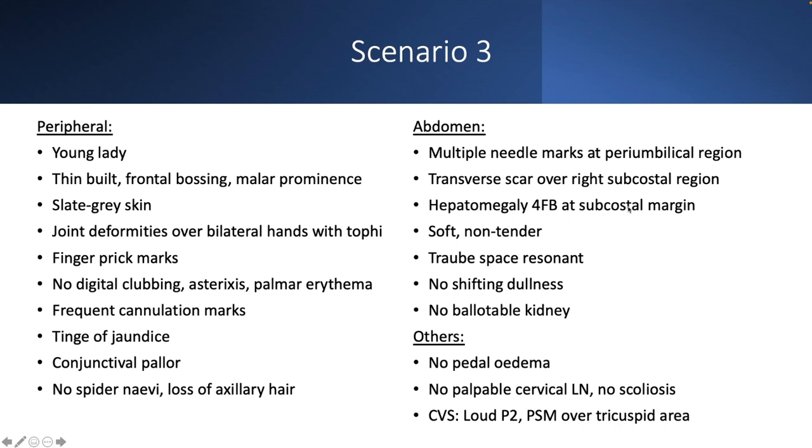hepatomegaly, four-finger breadth, and then Traube's space is actually resonant, and then no shifting downwards, no ballotable kidney. And then after that, I press the leg, and then I ask the patient to sit up, examine the lymph nodes, and then I quickly auscultate the heart for a loud P2 and also a soft systolic murmur at the tricuspid region. So that's how we present.